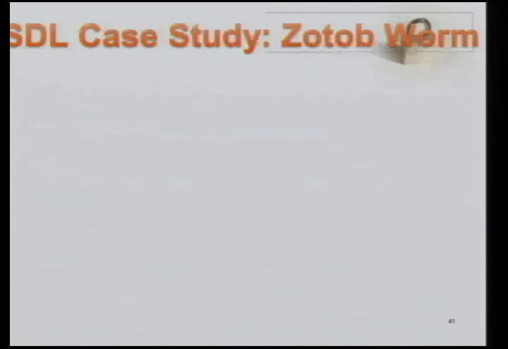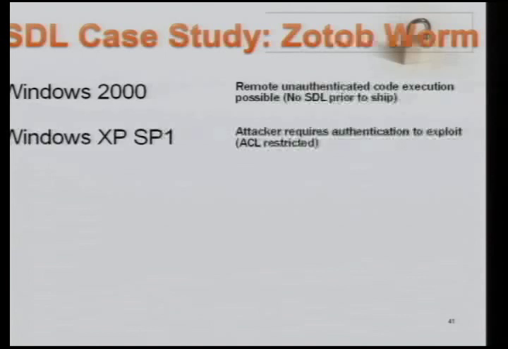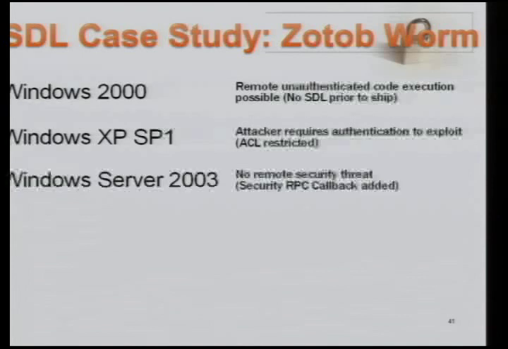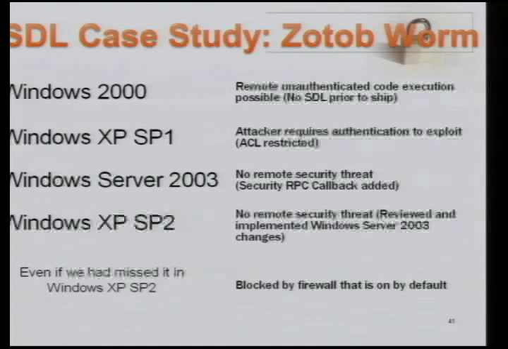And the reason it didn't turn into as big a deal as Blaster is because while in Windows 2000 it was remote and unauthenticated, which basically means game over for you, in XP SP1 that interface was made authenticated. And so while you could still have a worm that circulated within a corporation, you couldn't bridge corporations because you couldn't authenticate outside of the space where you can authenticate. In Server 2003, that interface was made admin only, and so essentially there was no remote vector. That improvement, that security callback, was backported to XP SP2, and even if we had missed it in XP SP2, the firewall was on by default and blocked it.